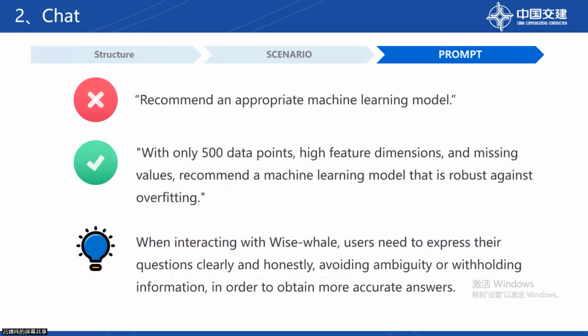Second part is chat. Second tip is chat. We usually ask, please recommend an appropriate machine learning model. But the best way to say is: with only 500 data points, high feature dimensions, and missing values, please recommend a machine learning model that is robust against overfitting. So when talking with WiseWheel, users need to express their question clearly and honestly, avoiding ambiguity or withholding information in order to obtain more accurate answers.